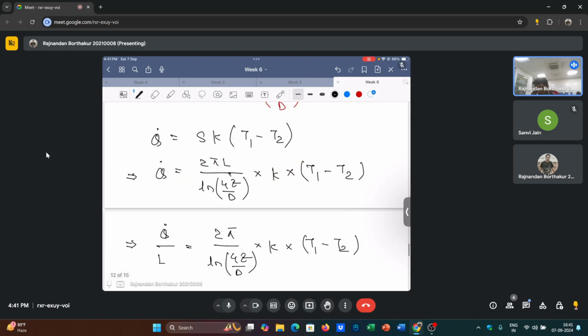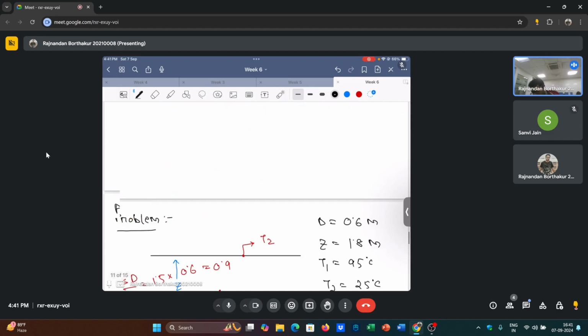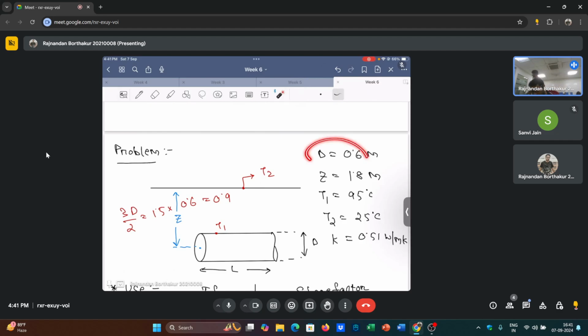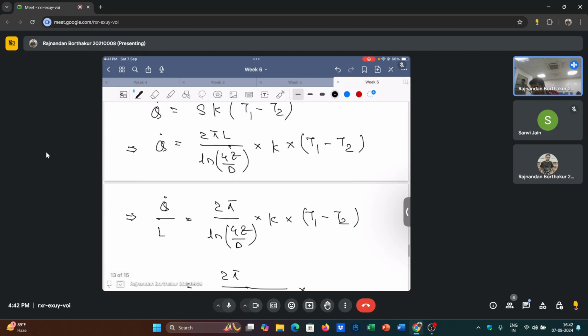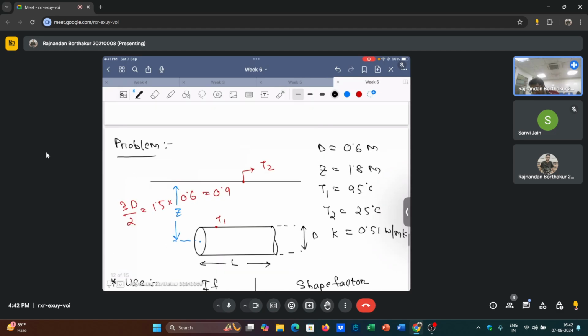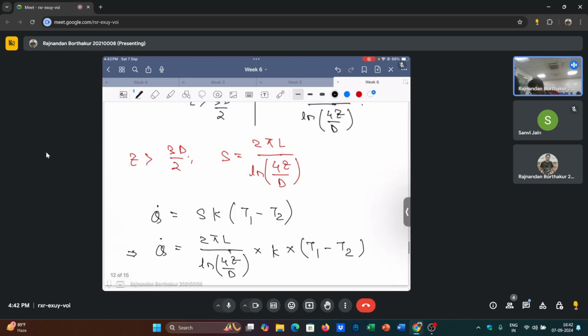Now here everything is known. This z is known, so we'll just substitute the values. This is basically 2 pi by ln of 4 times your z, which is 1.8, divided by your diameter, which is 0.6. Then the thermal conductivity of the Earth's surface is given to be equal to 0.51. This is 0.51 multiplied by T1 minus T2.